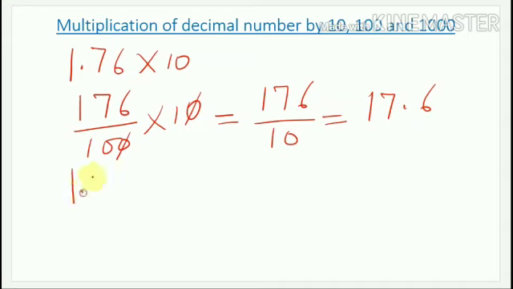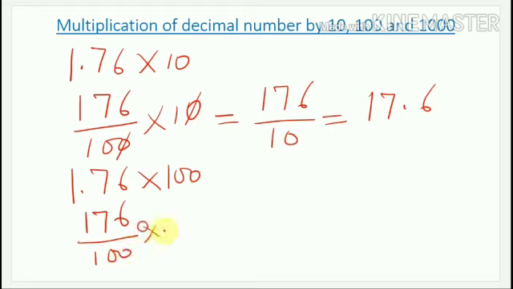Similarly, if 1.76 is multiplied by 100, what do we have to do? Convert this decimal into a fraction. 100 into 100, 100 gets cancelled. It is equal to 176.